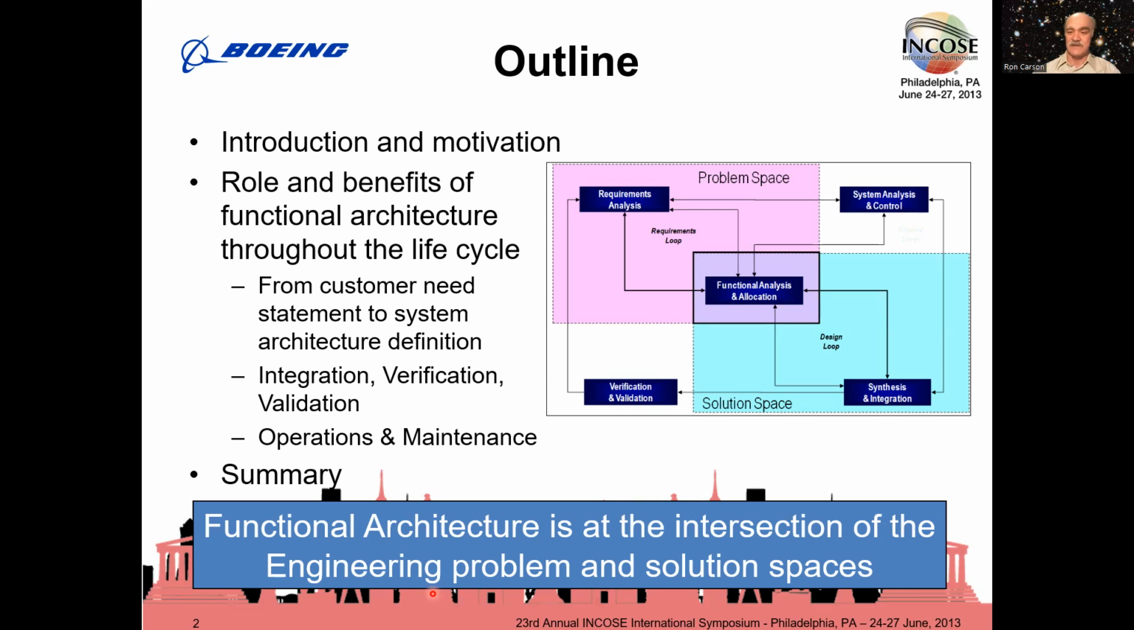This graphic is a representation of what you may have seen in MIL Standard 499 and some other earlier systems engineering definition activities. But what we found is that functional architecture, including analysis and allocation, is really at the intersection of the problem and the solution space.